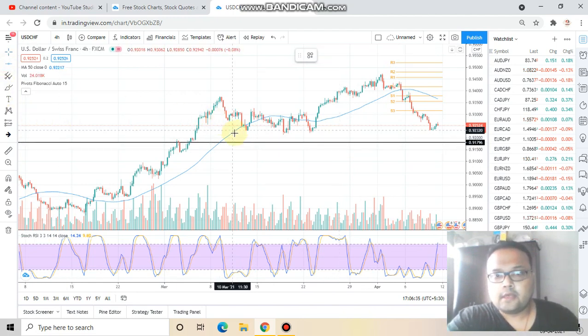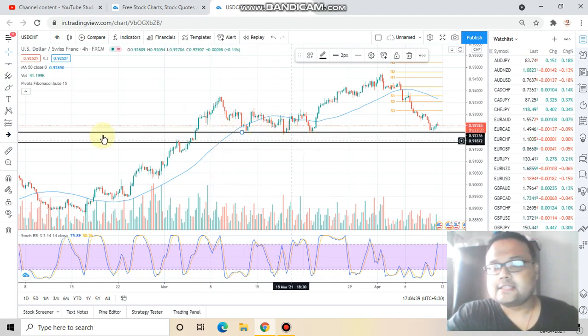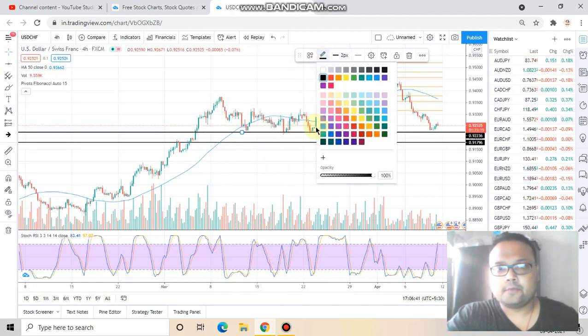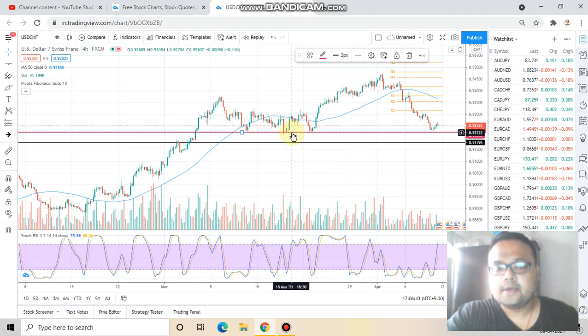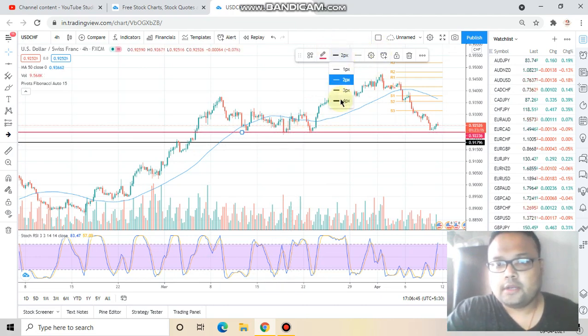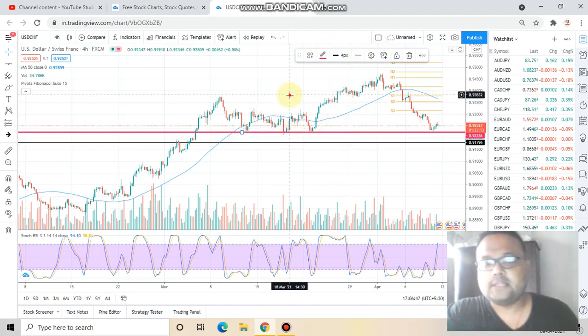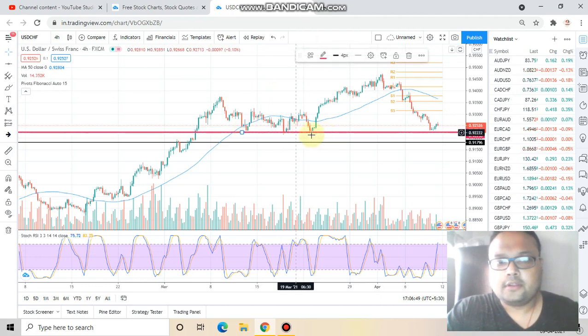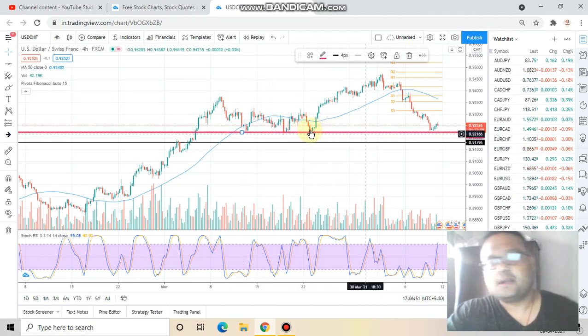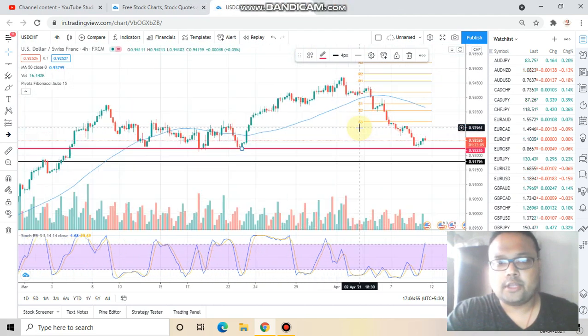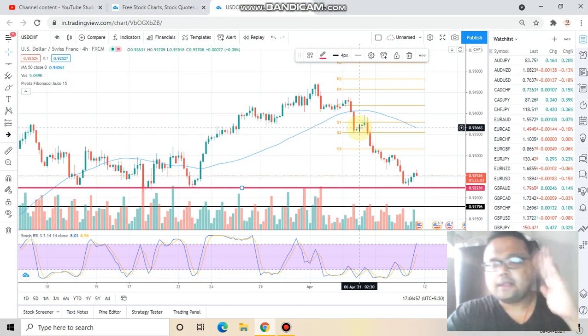On the 4 hours chart, we can see that the market has taken support at this level previously. You just concentrate on this pink color line. If you want, I can change the size. You can see that at this pink color line the market has support. Therefore this is also a good opportunity to buy right now, but there is a catch here.